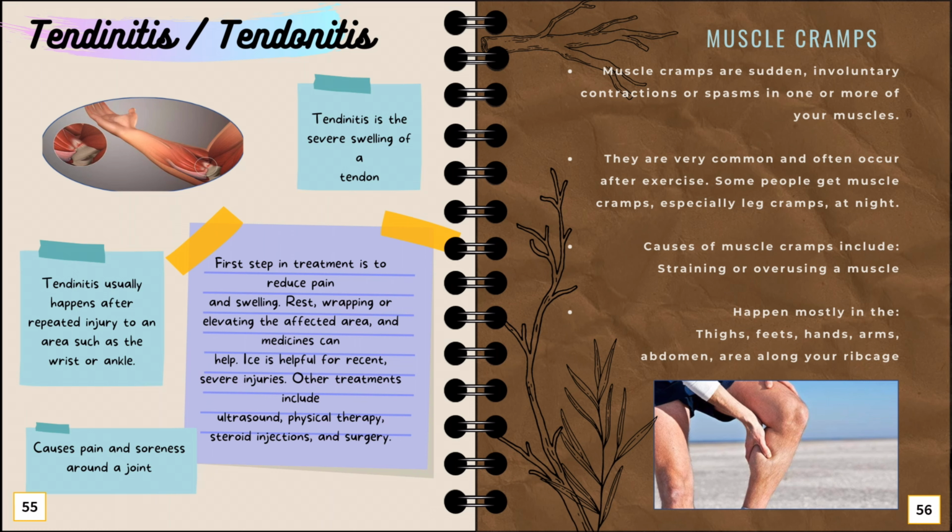The last example is muscle cramps. Muscle cramps are sudden, involuntary contractions or spasms in one or more of your muscles. They are very common and often occur after exercise. Some people get muscle cramps, especially leg cramps at night. They happen mostly in the thigh, feet, hands, arms, abdomen, and the area along your rib cage.